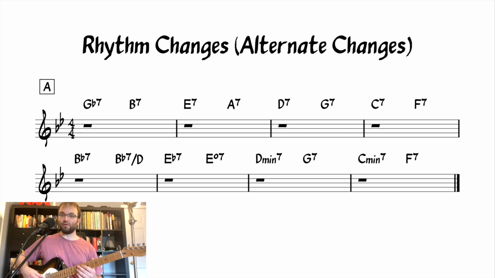So that means you can do ascending fourths. A fourth above G flat would be B, a fourth above B would be E, a fourth above E would be A, a fourth above A would be D, a fourth above D would be G, a fourth above G would be C, and then a fourth above C would be F. So if we do those for 2 beats each, we get this.